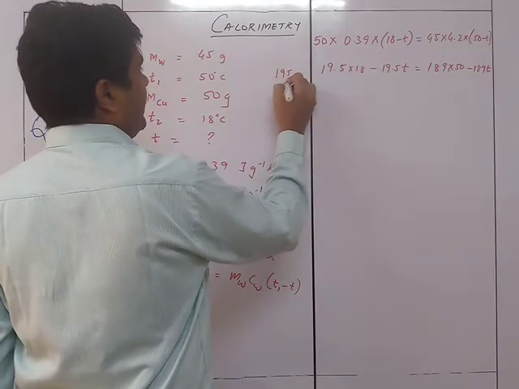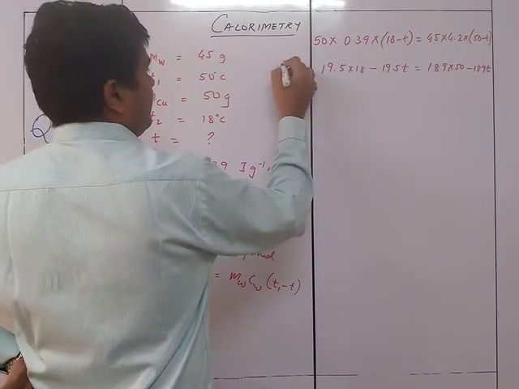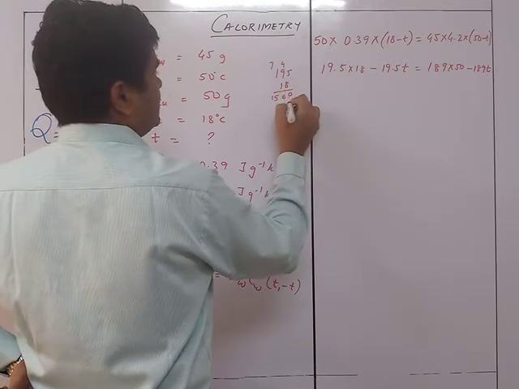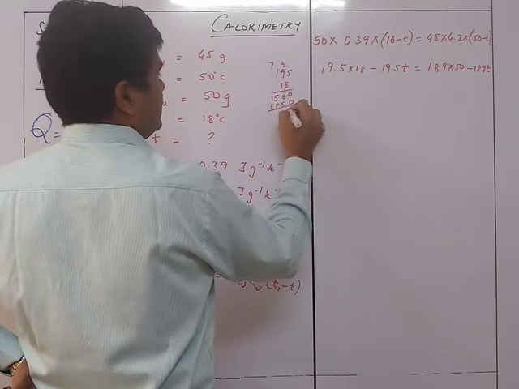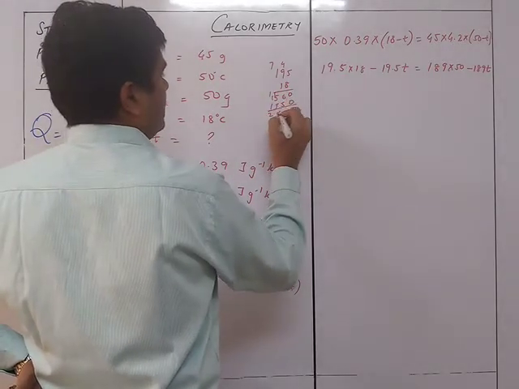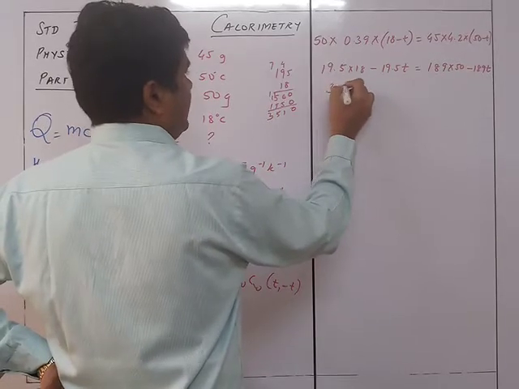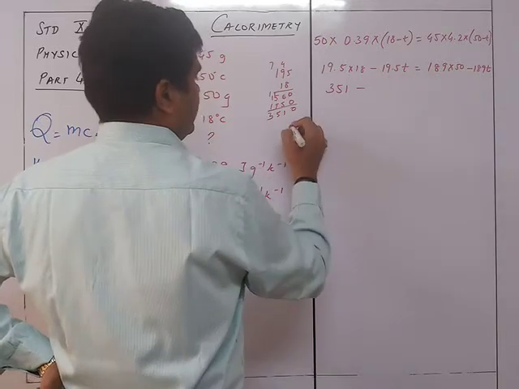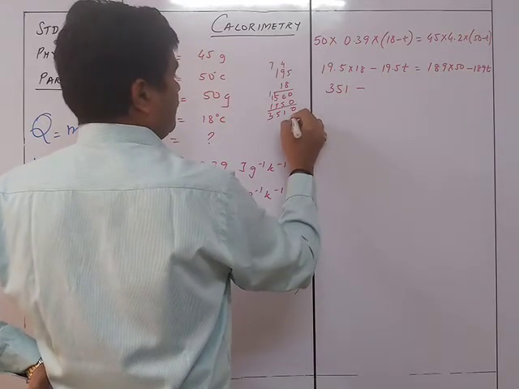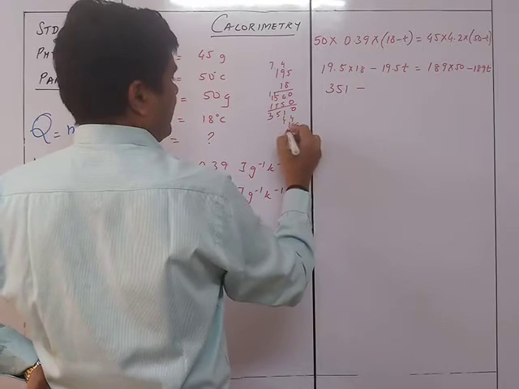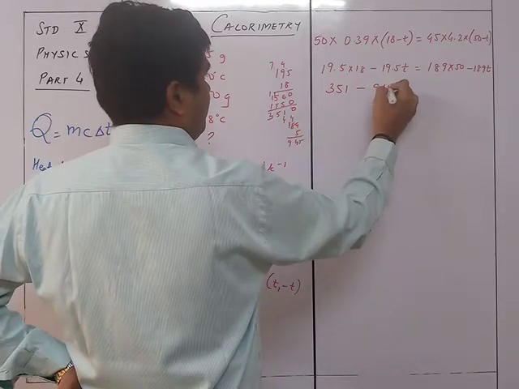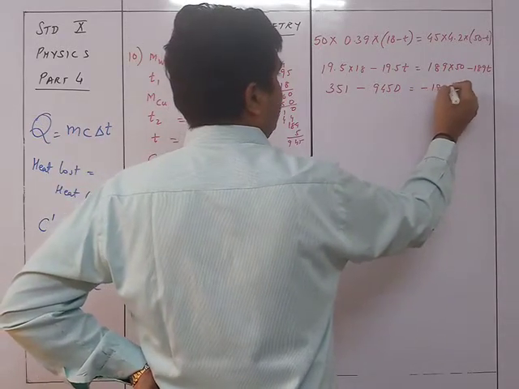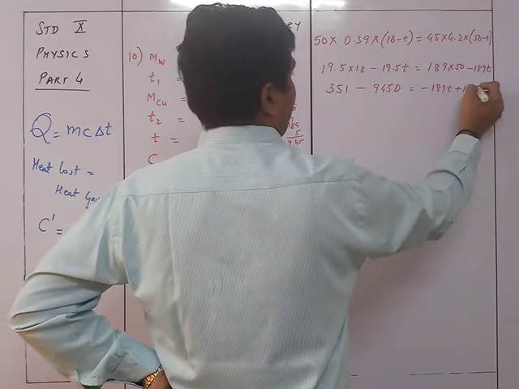Then 195 into 18, so 351. Minus, this comes over here, so it is 189 into 5, so 945. So 9450 is equal to minus 189t plus 19.5t.